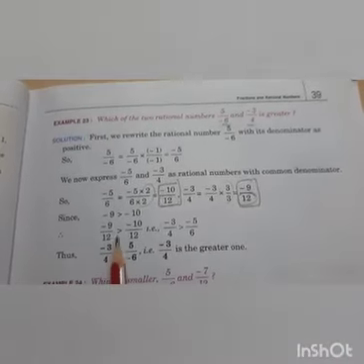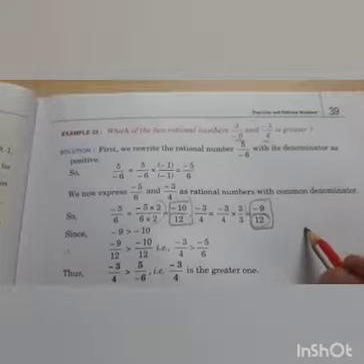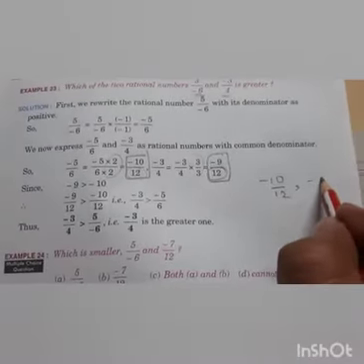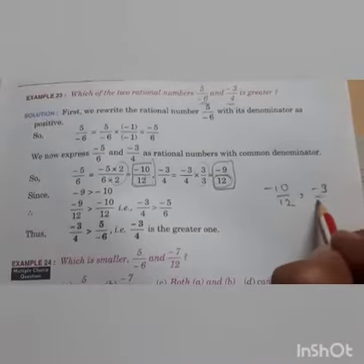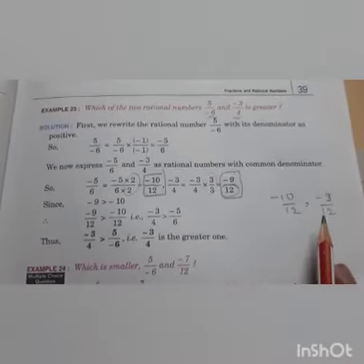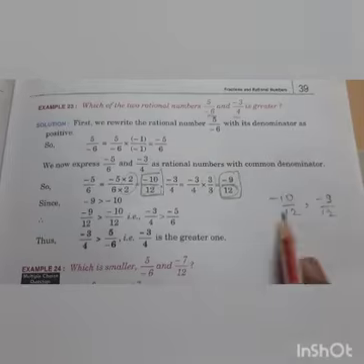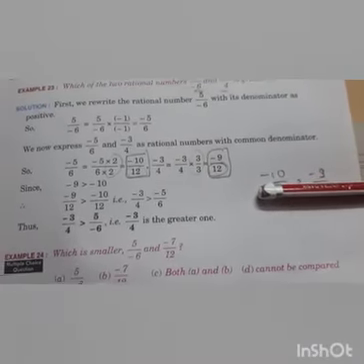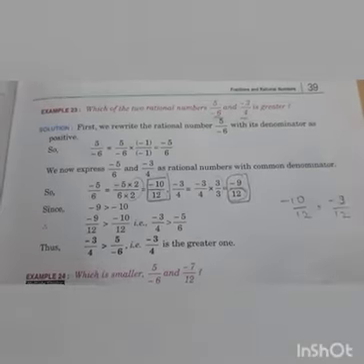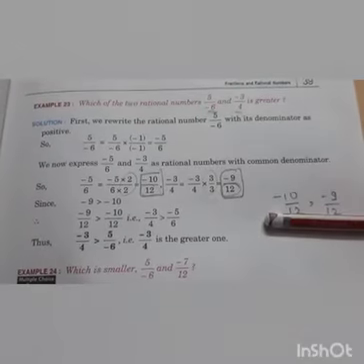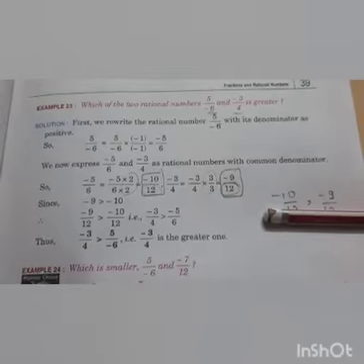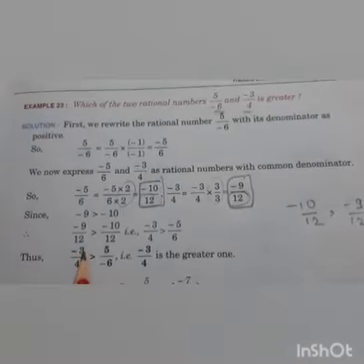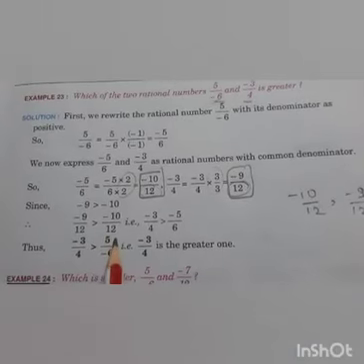Okay, now write it down. You can write like this: -10/12, comma, -9/12. Now you need to tell which one is greater or smaller. Since the denominators are same, now you just need to see minus 10 and minus 9. The question is asking which one is greater. So out of minus 10 and minus 9, which one is greater? Obviously, minus 9 is greater. So we will write minus 9 by 12 is greater than minus 10 by 12.